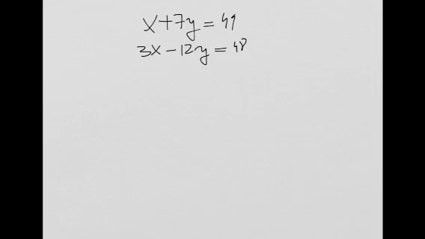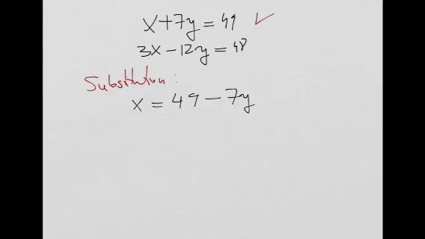All right, so solving a system of equations with two equations and two unknowns. One of the ways of solving this is by substitution. If you want to do substitution, you have to pick one of the equations. I'm going to pick this one and extract one of the variables out of it. So x equals 49, and then subtract 7y from both sides of the equation. So you get x equals 49 minus 7y.